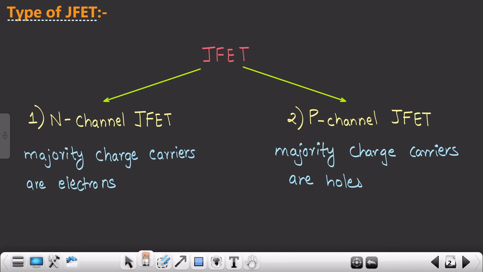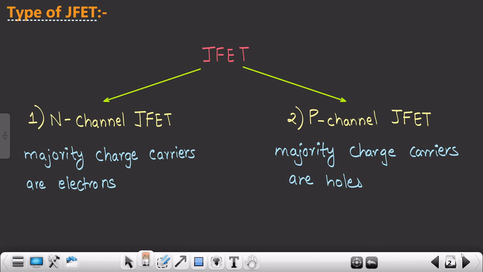The majority charge carriers are electrons in case of N-channel JFET, and the majority charge carriers are holes in case of P-channel JFET. I told you that we will elaborate on this particular point in the upcoming session, so you need not worry about it. It's just a kind of difference between N-channel and P-channel JFET.